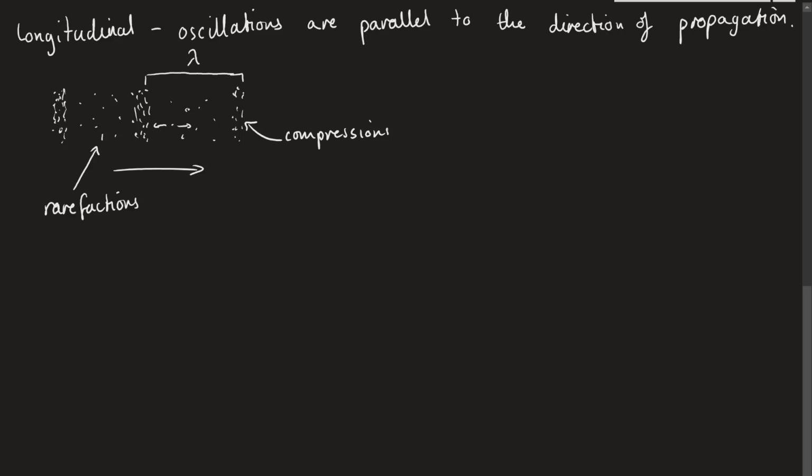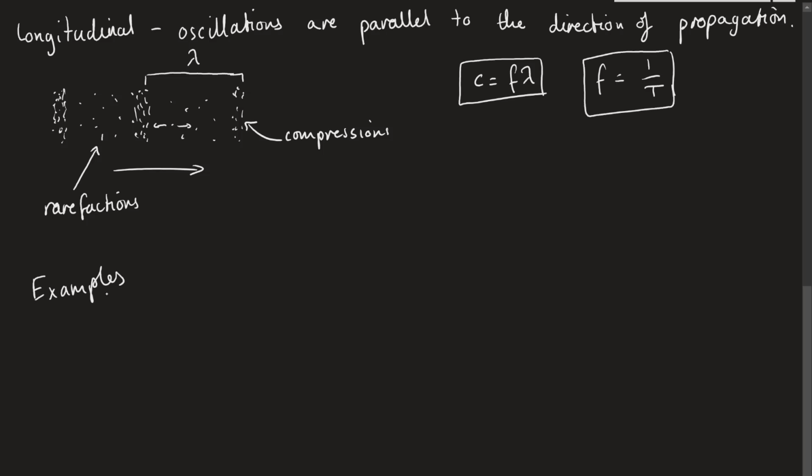Now the wave speed of these things we can still calculate using this idea that c is equal to f lambda, and we still have the idea that the frequency is the reciprocal of the time period. These two things work for both longitudinal and transverse waves. The only difference with longitudinal really is what examples we have of them. So if we look at some examples, we'll do a list of some examples of transverse waves against a list of some longitudinal waves.